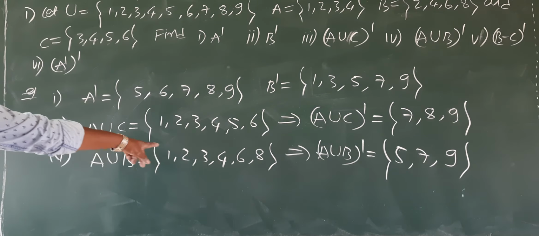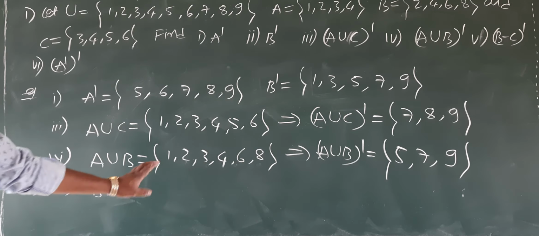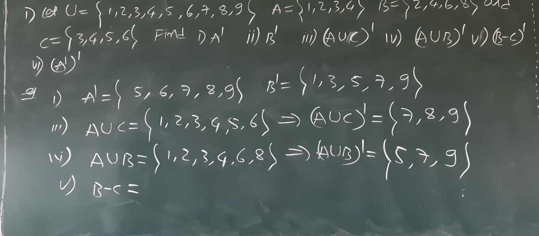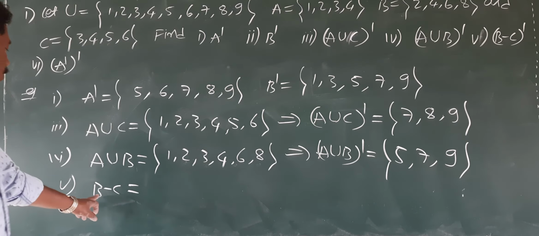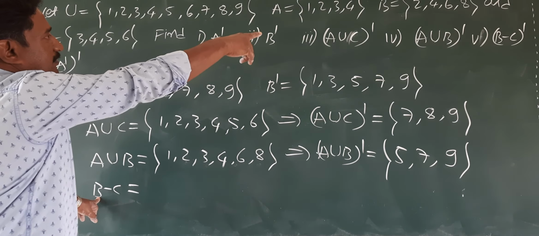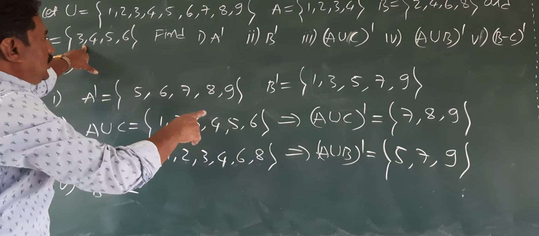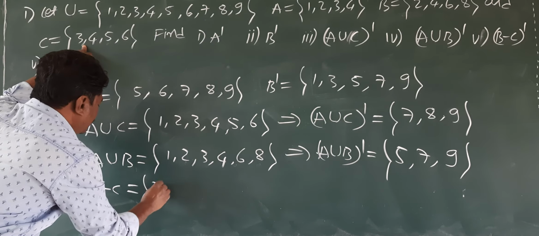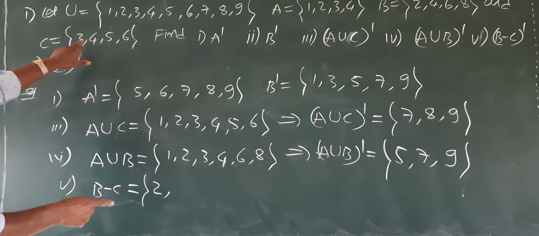Next, (B minus C)'. First find out B minus C, subtracting C from B. It should be in B, and should not be in C. B minus C means we subtract C from B. Right? 2 is there in B. Is it there in C? No. Write that.